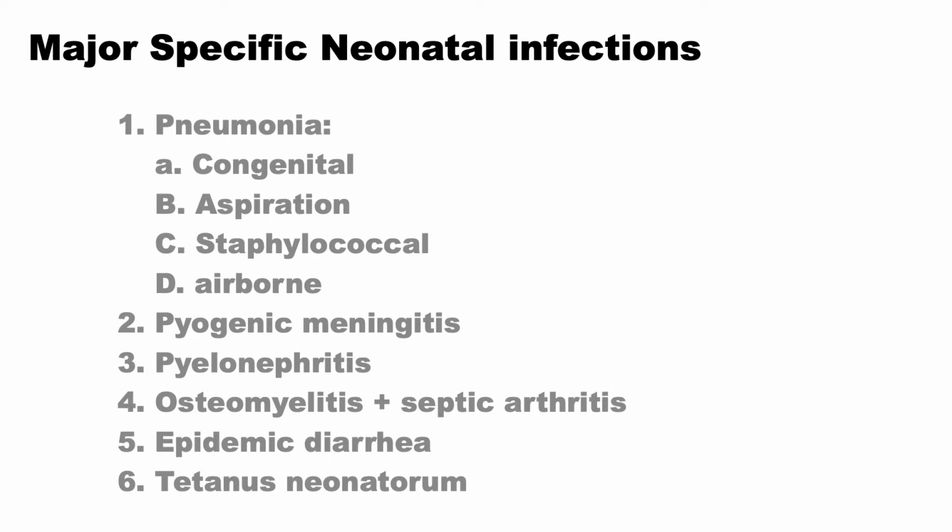Osteomyelitis and septic arthritis are uncommon, and they are treated in the same manner because of the specific anatomy of the bones in the neonatal period, which differs from those in older children and adults. Epidemic diarrhea could occur as an outbreak and needs to be treated specifically, and tetanus neonatorum is decreasing in frequency and prevalence in Iraq, but cases are still seen because of the immunization.